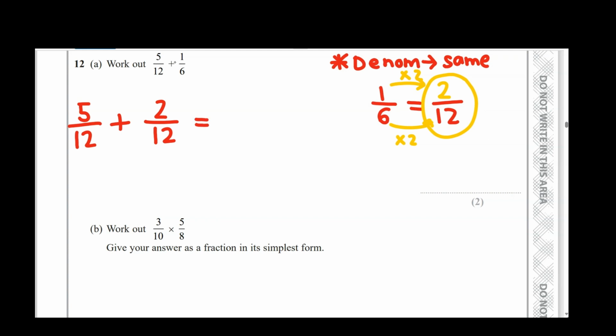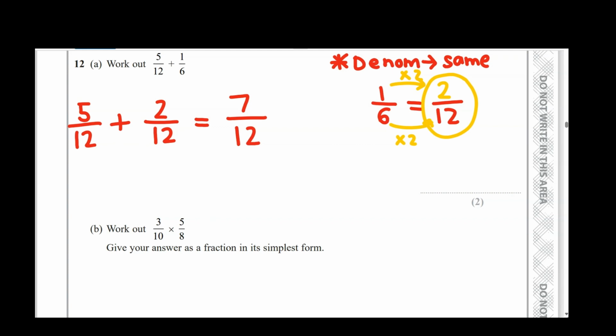If I'm adding fractions, the bottom just stays the same. So it's going to be 12 at the bottom. And at the top, I just go 5 add 2, gives me 7. And that is my final answer for this one. So that's a really important thing. If you're adding or subtracting fractions, make sure the bottom is the same, and then you just do normal adding or subtraction.